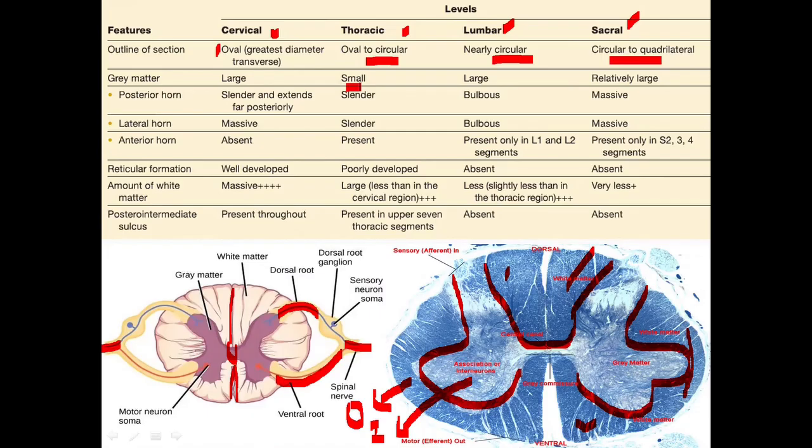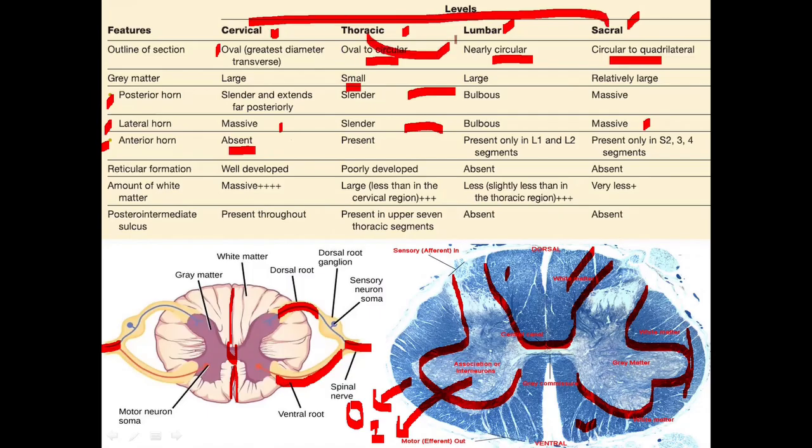We subcategorize them into anterior horn, lateral horn, posterior horn. In the cervical level, the anterior horn is absent, but we can find it in thoracic, lumbar, and sacral. Likewise in the lateral horn also, the gray matter is massive in both cervical and sacral, and a little bit slender and bulbous in the thoracic and lumbar. The same pattern holds for the posterior horn. In short and sweet, you can remember cervical to sacral, thoracic to lumbar, features which we can remember very easily.